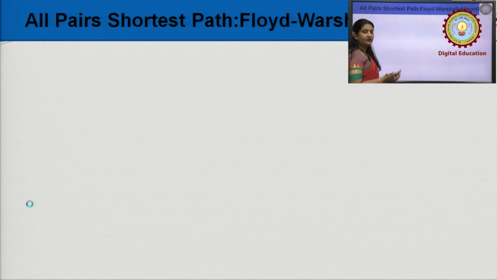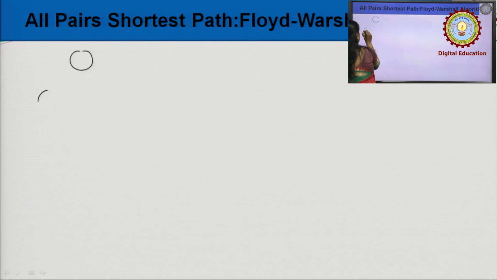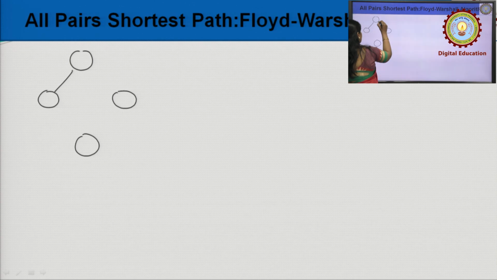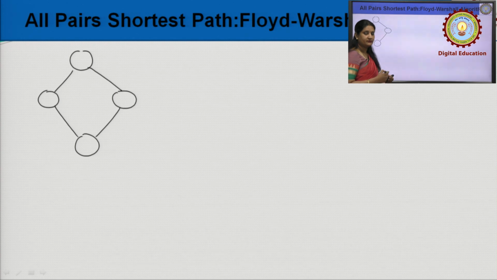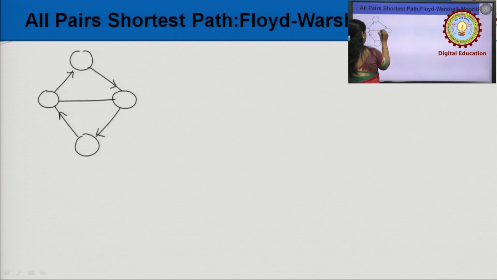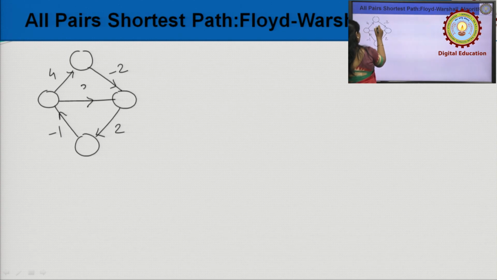The approach of the Floyd-Warshall algorithm is: suppose we have a directed graph, and negative and positive both types of edges are allowed in Floyd-Warshall. One, two, three, four.